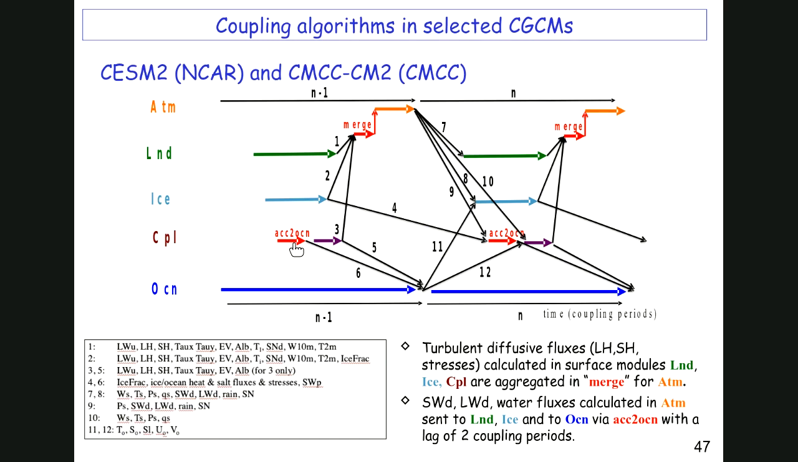So this is good physically. And they are sent to the merge module, which merges the fluxes coming from these three surface modules and sends them to the atmosphere, which uses them for its coupling period. And then the turbulent fluxes are also sent to the ocean with an asynchronicity of one coupling period.